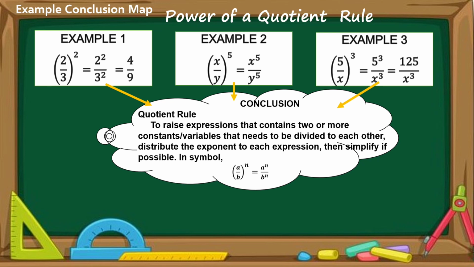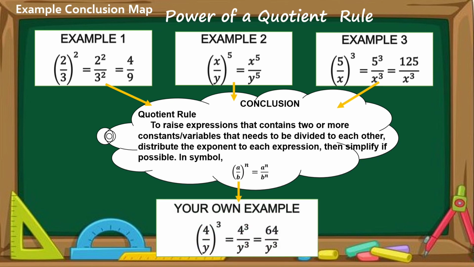From this, we can construct our own example, that is (4 divided by y)^3, it is equal to 4^3 over y^3. The value of 4^3 is equal to 64. Finally, our answer is 64 over y^3.